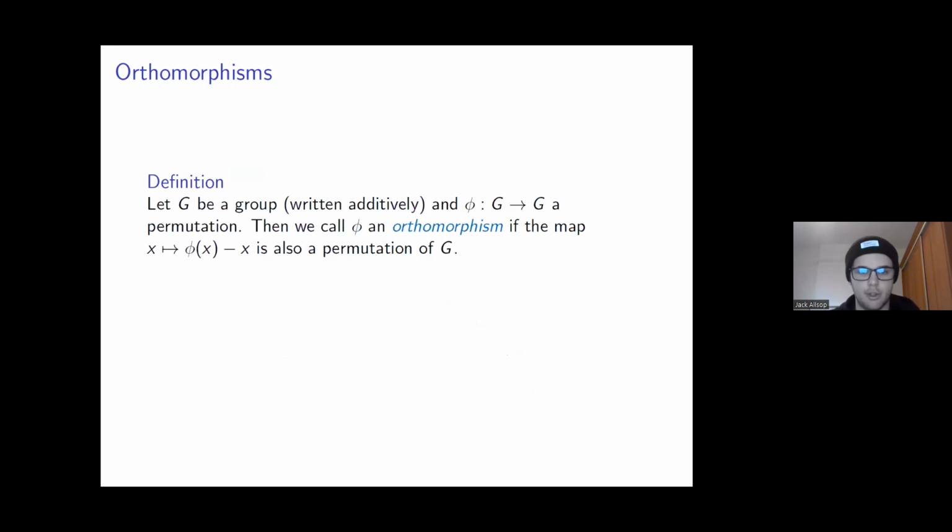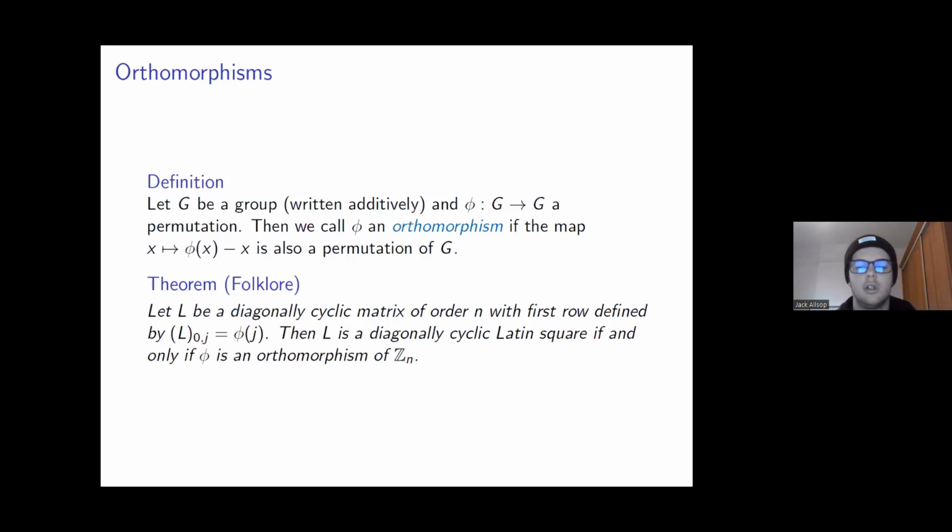Let G be a group written additively and phi a permutation of G. Then we call phi an orthomorphism if the map which sends x to phi(x) minus x is also a permutation of G. And now we can answer the problem. So let L be a diagonally cyclic matrix of order n with first row defined by L_0,j equals phi(j). Then L is a diagonally cyclic Latin square if and only if phi is an orthomorphism of Zn. So if we want to investigate diagonally cyclic Latin squares, we need to look at orthomorphisms.